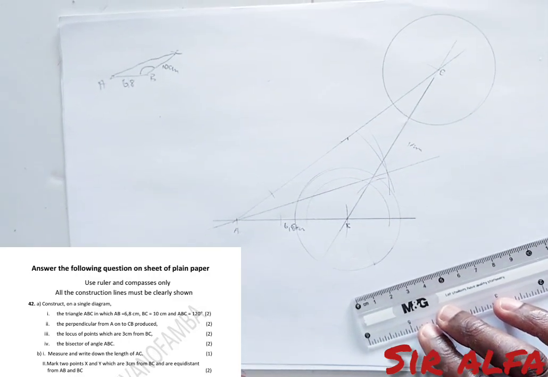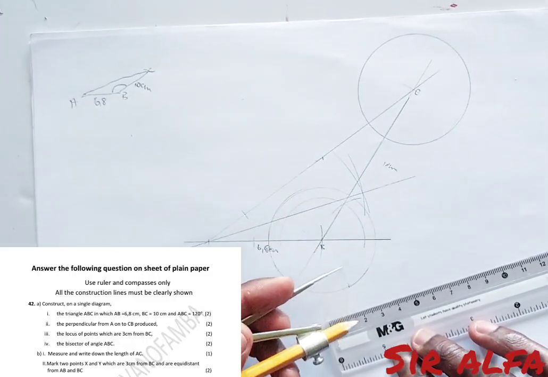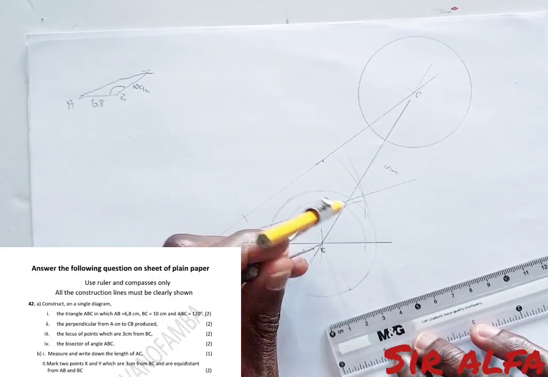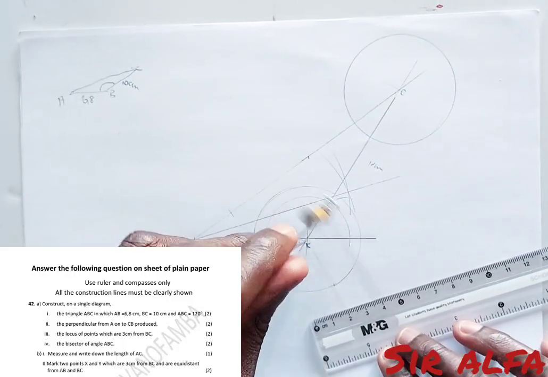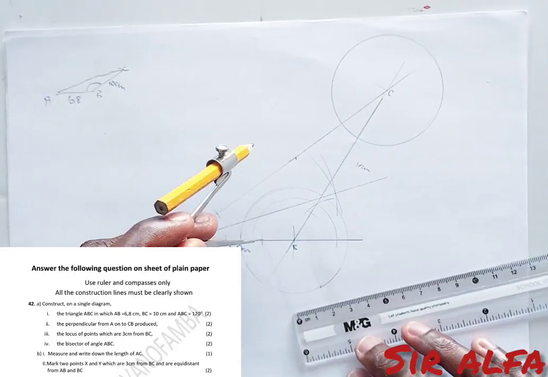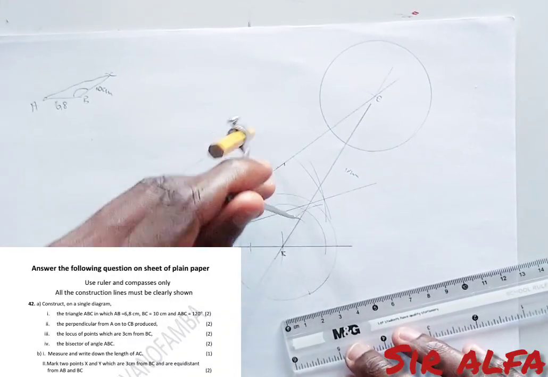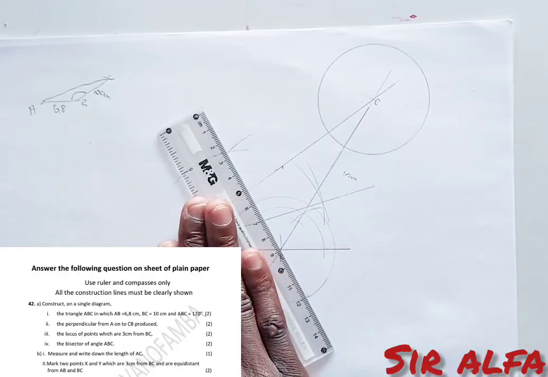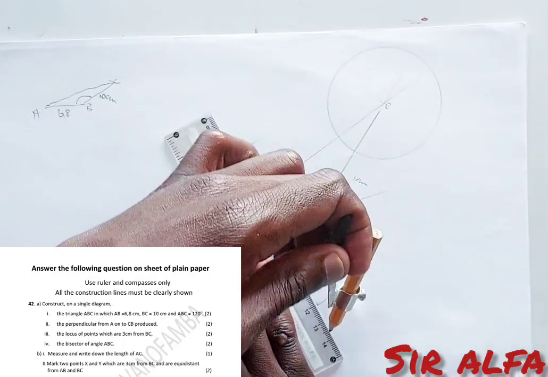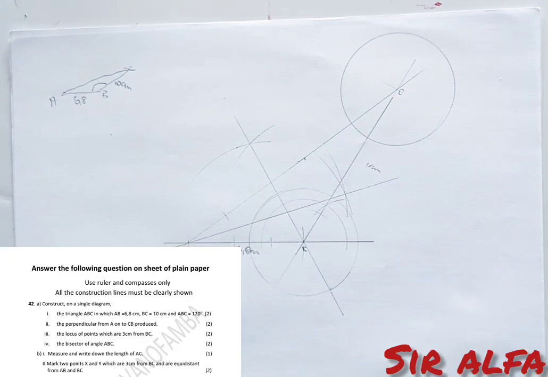Bisect angle ABC. So I need to bisect this angle. Bisecting means cutting it into 2. So I'll put this one and this one. Then I'll open more than half. Then here. Then I'll place the compass center and the middle of the arcs. This is the bisector of ABC.